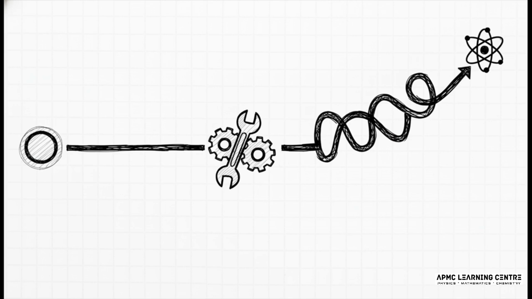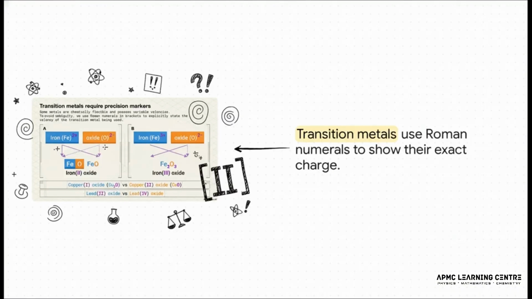But of course, there's always a catch, isn't there? It hits a bit of a snag when we run into a special class of metals that are, let's say, a little less predictable. And this brings us to a special group called transition metals. See, elements like iron can form different types of bonds with different charges. So to avoid any mix-ups between, say, FeO and Fe2O3, we use a little precision marker, a Roman numeral right in the name that tells us the metal's exact charge. That's how we get iron(II) oxide versus iron(III) oxide.